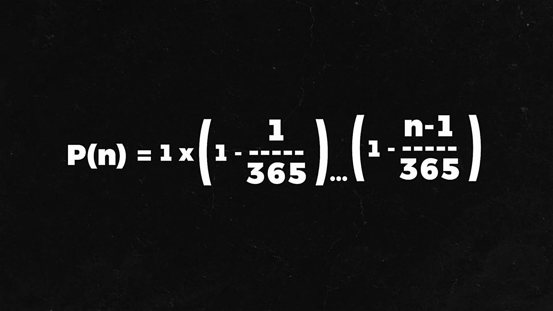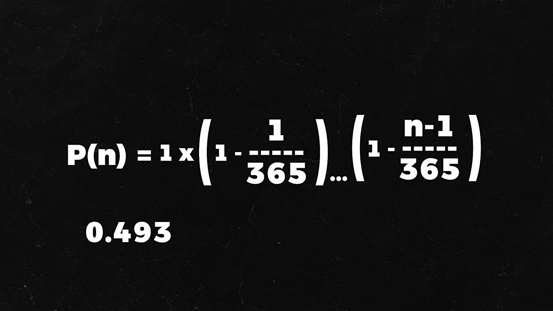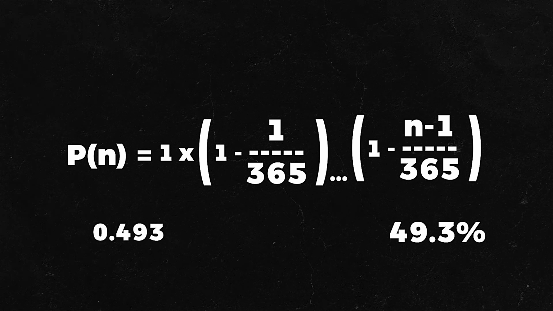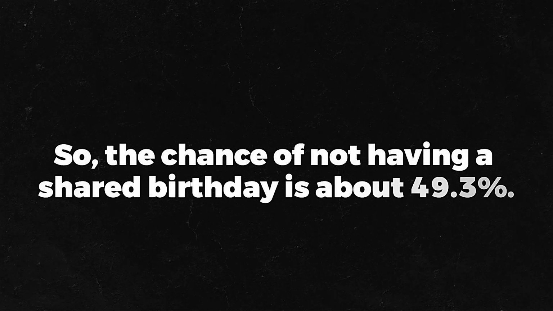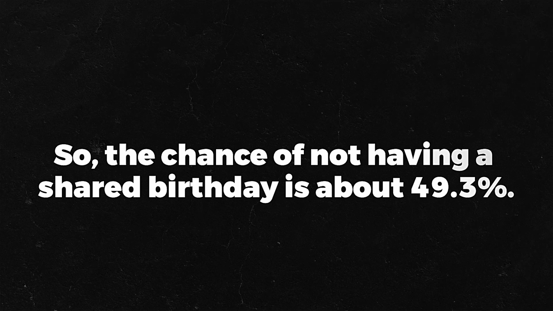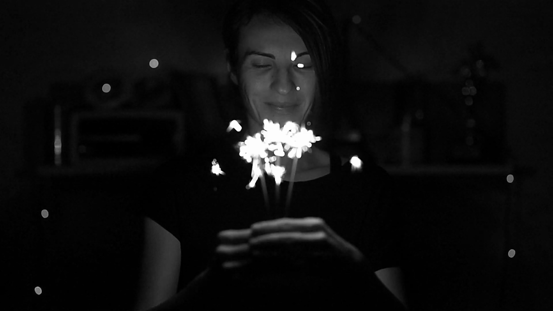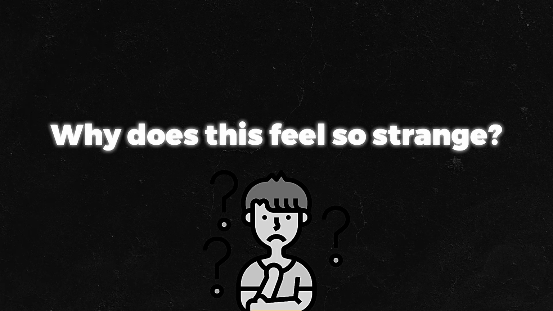When you multiply this out, you get around 0.493 or 49.3% chance. So the chance of not having a shared birthday is about 49.3%. Now, to get the chance of at least one shared birthday, we subtract this from 100%. 1 take away 0.493 equals 0.507. This is equivalent to a 50.7% chance. That's just over 50%. Why does this feel so strange to our brains?